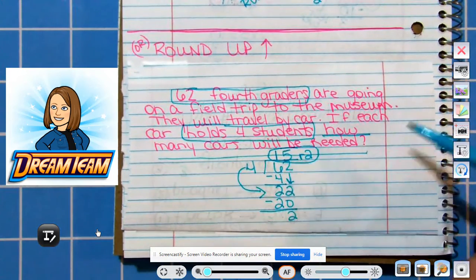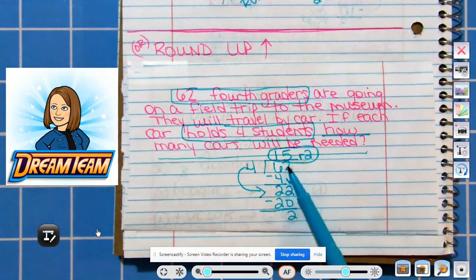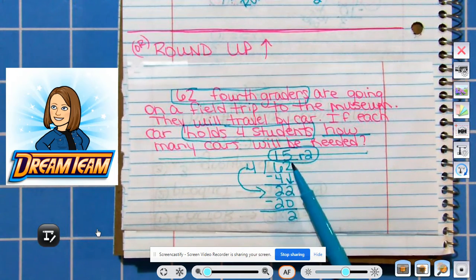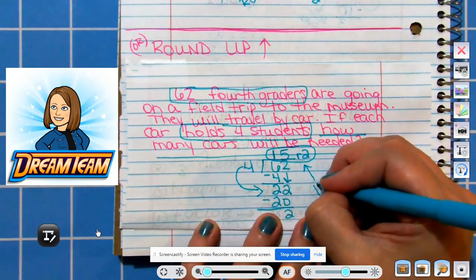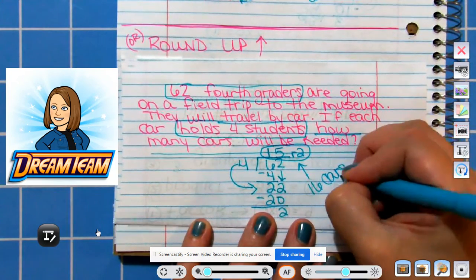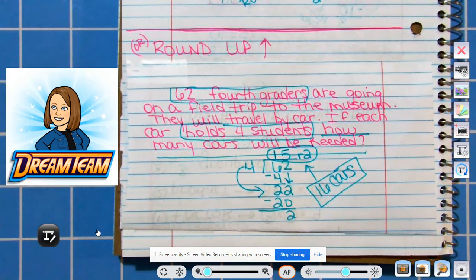But let's answer the question, how many cars will be needed? If we take 15 cars, we're going to be leaving 2 students behind. So are we going to need 15 cars or 16? Yes, we are going to round up. We are going to need 16 cars. So division word problems, the most important part is just paying attention to the question that is being asked.